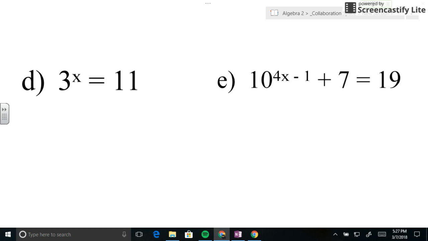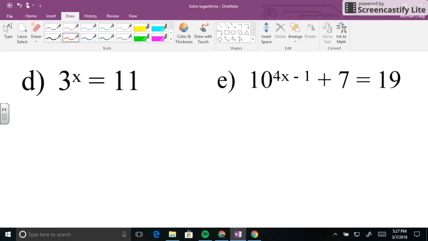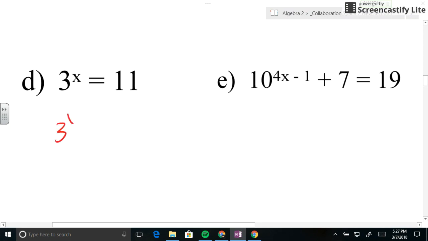Today we're going to solve exponential and logarithmic equations. First equation, 3 to the x equals 11. If I have 3 raised to the x equals 11, I need to somehow get rid of that 3.